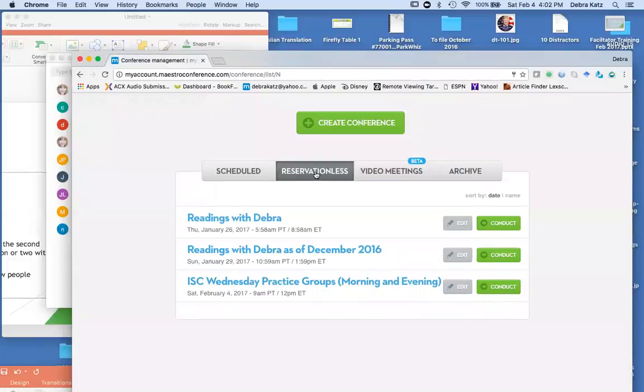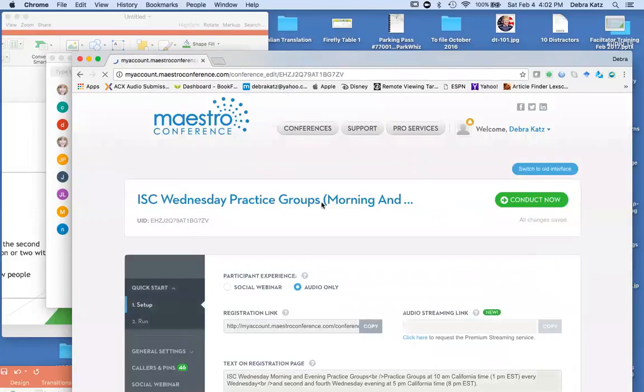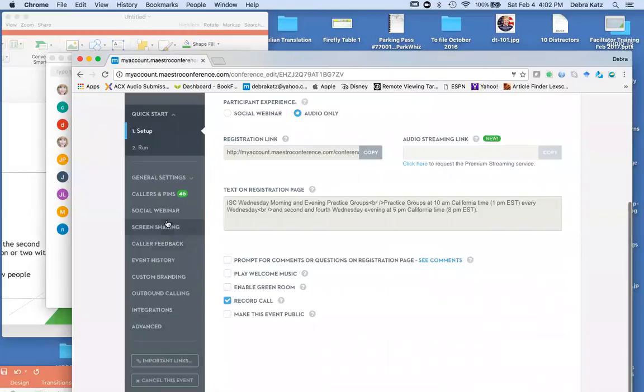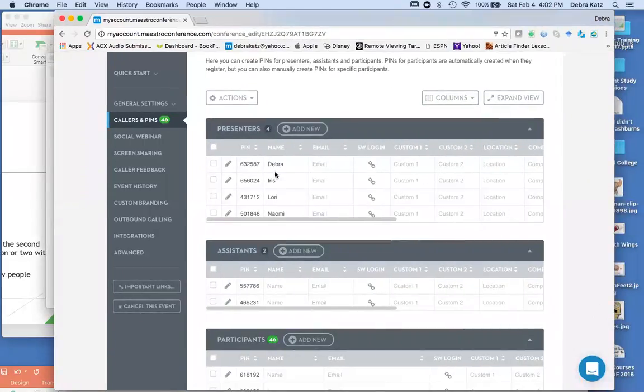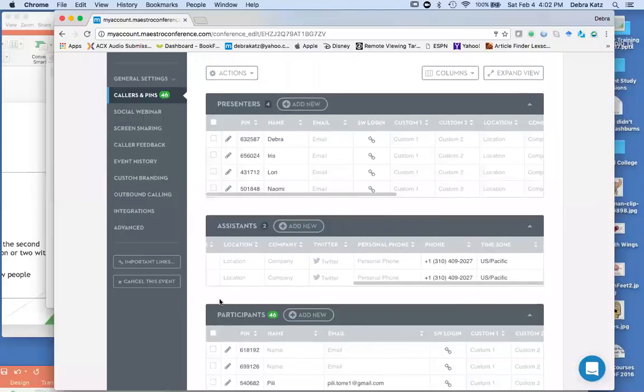Again, when you first come in and you go to reservation lists and the practice groups, if you wanted to, you could always look in settings, like if you wanted to check callers and pins, you could also get your pin number from this. I've put presenters in here. I'll be adding your names, whoever's going to continue as a presenter. So you'll have a presenter link rather than what you've been using to call in on.